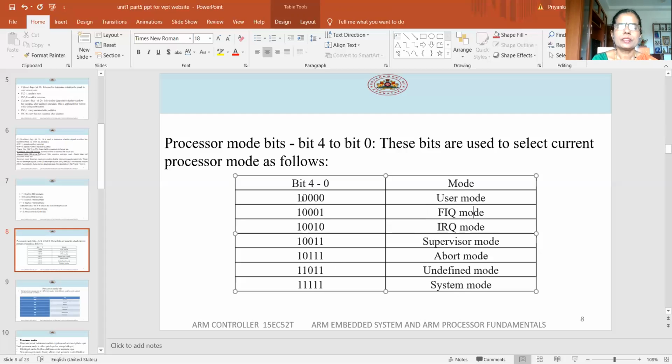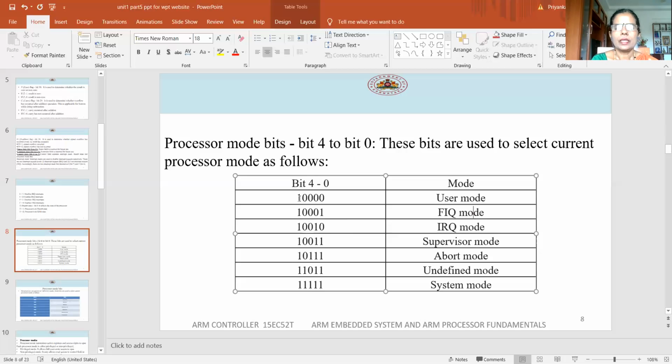See here, first the MSB is 1 in every mode, so no need to remember this. You just write bit number 5 as 1 in all the modes. Then you start writing 0000 indicates 0 here, 0001 is 1, 0010 is 2.